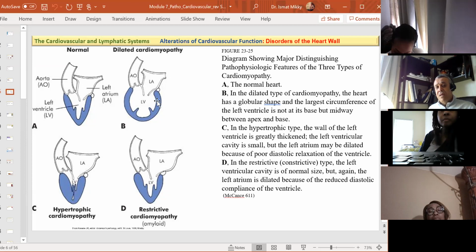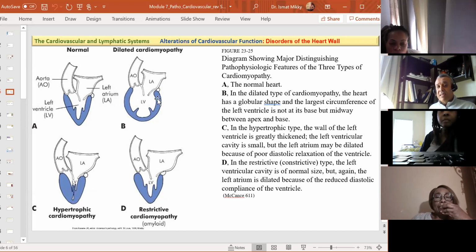So you see how this is the left ventricle, how it's dilated, increased in terms of the room of the ventricle, the size of the chamber becomes large. So that's the largest circumference of the left ventricle. And you can see that it's not the apex or the base, but it's more of both sides here.